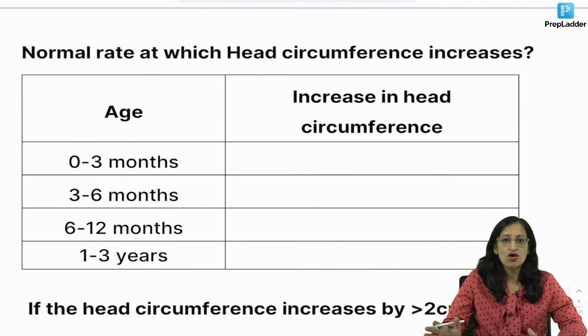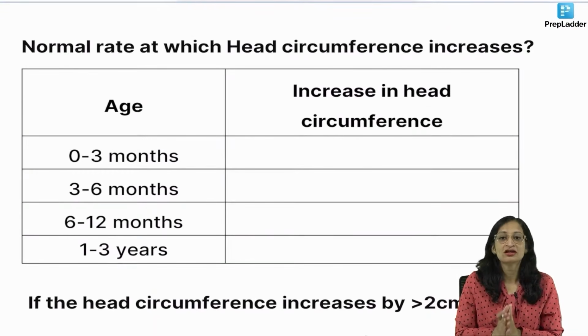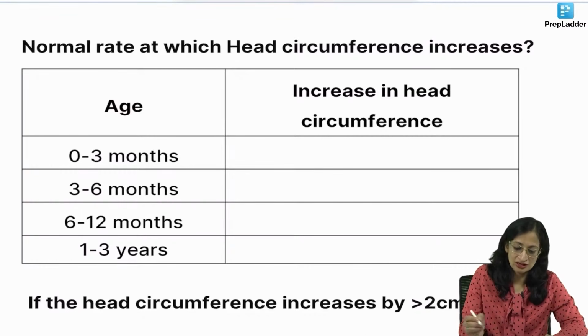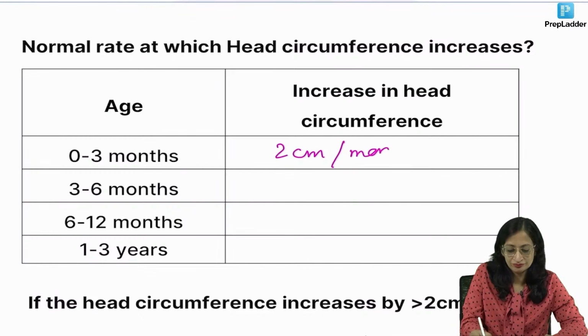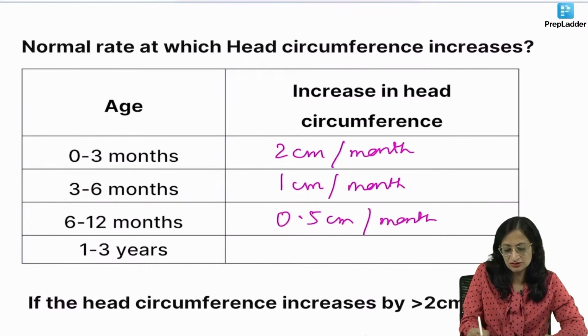Now, what about the normal rate at which head circumference increases? This has also been asked previously, so we need to know the normal rate. At birth, the head circumference is usually between 33 to 35 centimeters. In the first 3 months after birth, it increases at the rate of 2 centimeters per month. Next 3 months, it increases at the rate of 1 centimeter per month. Next 6 months, it increases at the rate of 0.5 centimeters per month. And next 2 years, it increases at the rate of 0.2 centimeters per month.